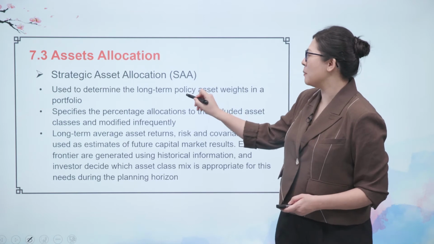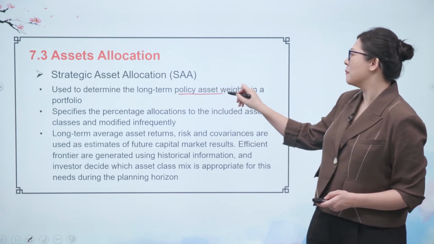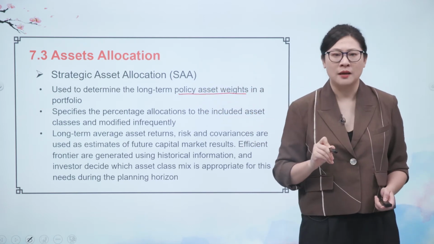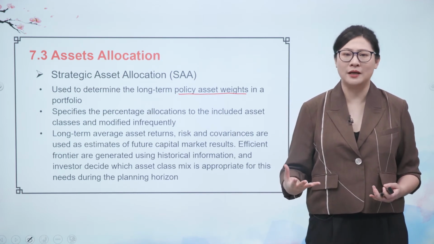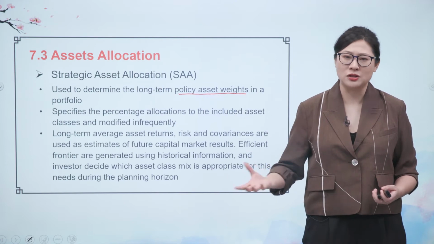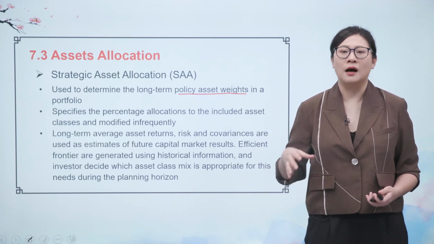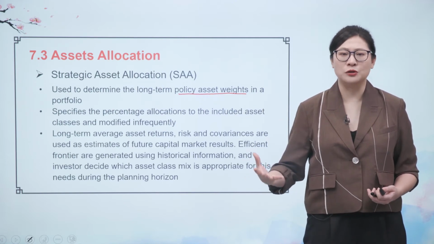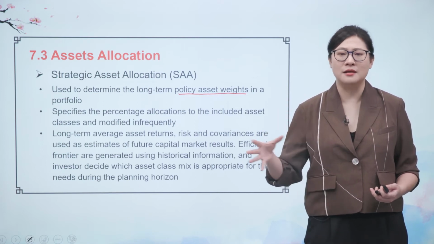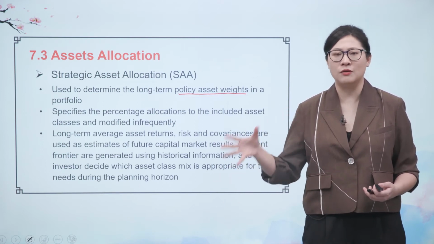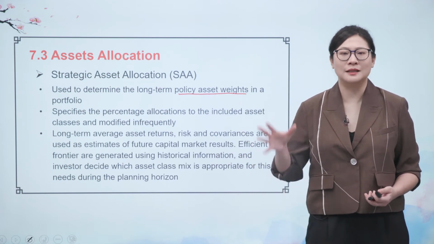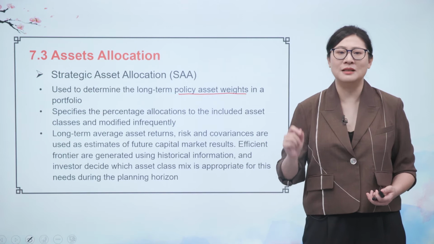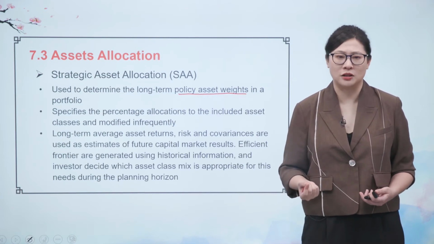So it's very important. It is a policy weight. Before you do any asset allocation or portfolio management, you need to decide how much money you want to invest in bonds and equity, or in real estate, cash, or alternative investments. That's the policy weight you decide before your investment.